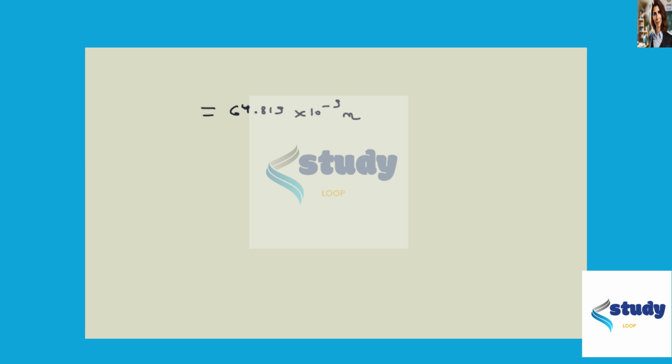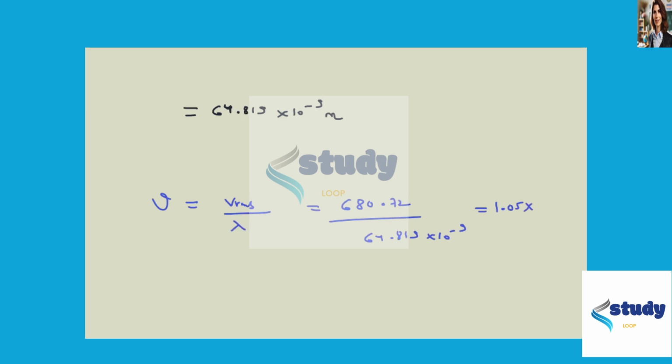Now collision frequency is given by, it is equal to VRMS by lambda, that is equal to 680.72 by 64.819 multiplication 10 to the power minus 9. So answer will be equal to 1.05 multiplication 10 to the power 10 per second.